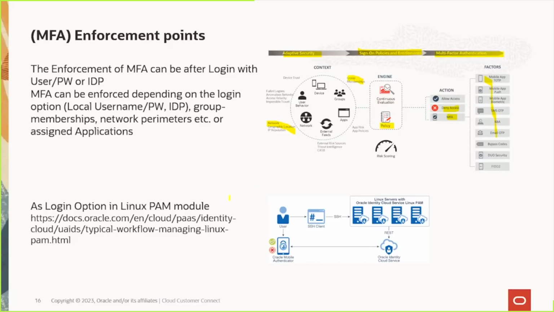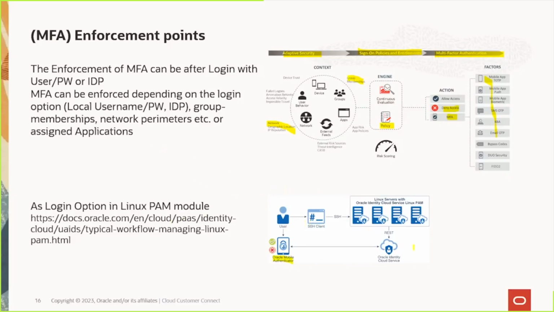OCI has a PAM module for Linux, a pluggable authentication module, which can be used for the Linux logon, and then the Linux can use the IAM domain, or here it's called Identity Cloud Service, which is the same. So this means, first of all, you can centralize all users from the Unix environments into the OCI IAM. And second, you can use the mobile authenticator as a strong authentication within the login. So this is how you can extend this.